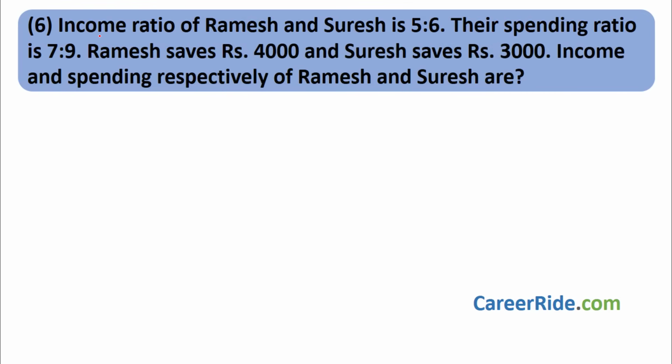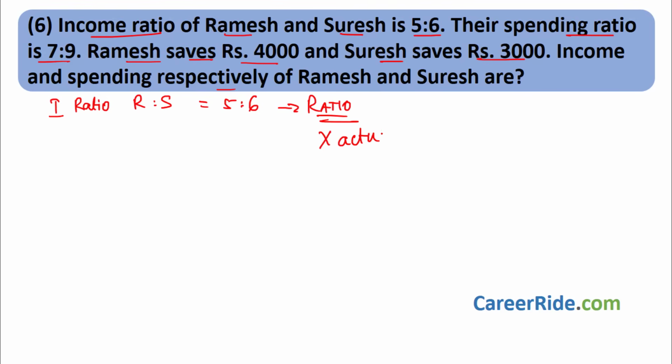Question number 6. Income ratio of Ramesh and Suresh is 5:6. Their spending ratio is 7:9. Ramesh saves rupees 4,000 and Suresh saves rupees 3,000. Income and spending respectively of Ramesh and Suresh are, now look over here, what have they given? Income ratio of Ramesh and Suresh is 5:6. These are not the actual values. This is nothing but ratio, not the actual values like rupees 4,000 or rupees 3,000. This is just a ratio. So how to find actual values?